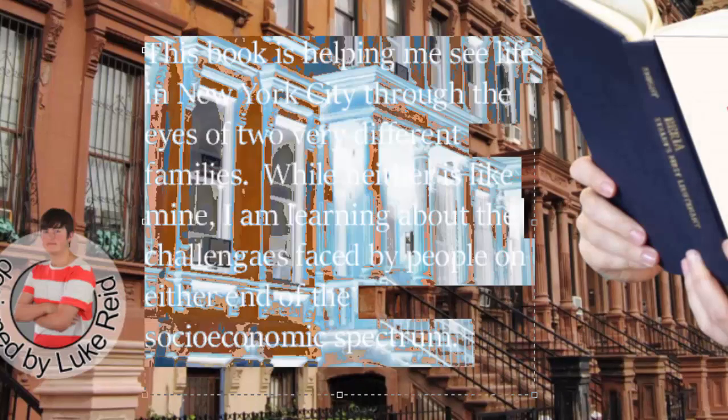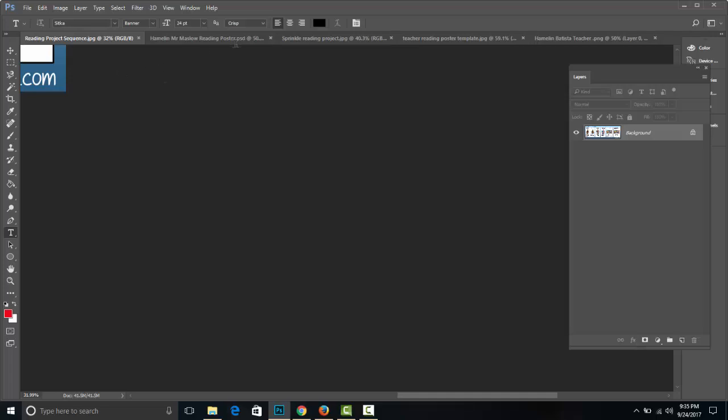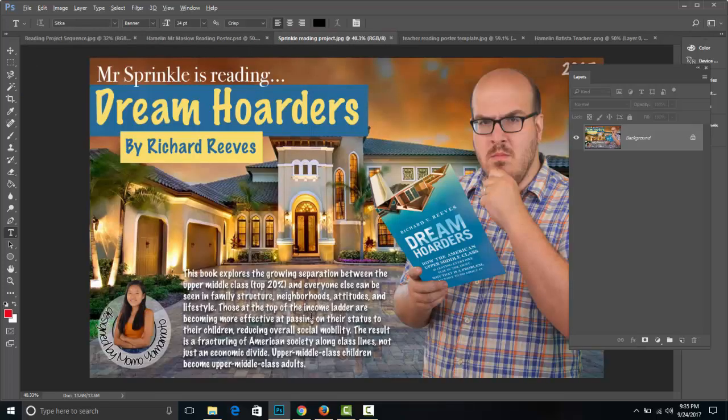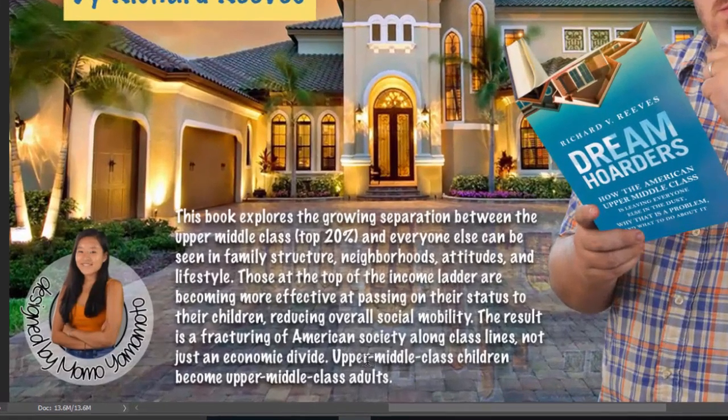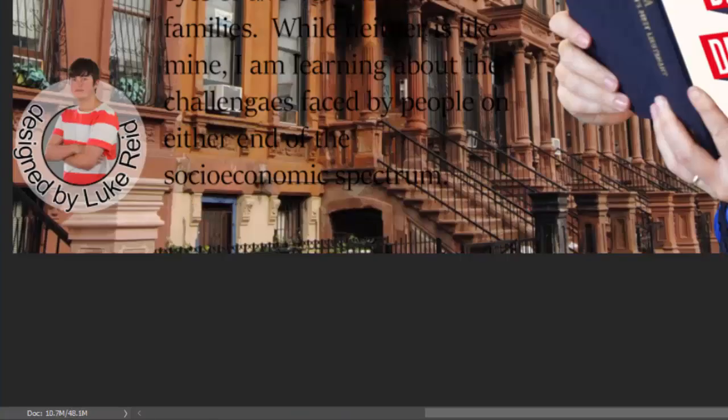All right, and I know what you're thinking. You're thinking, Dros, you're always talking about contrast. If you're always talking about contrast, then how come I can't see this text? Well, unlike with Mr. Sprinkle's project, where the background is pretty stable, pretty consistent, this has a lot going on.